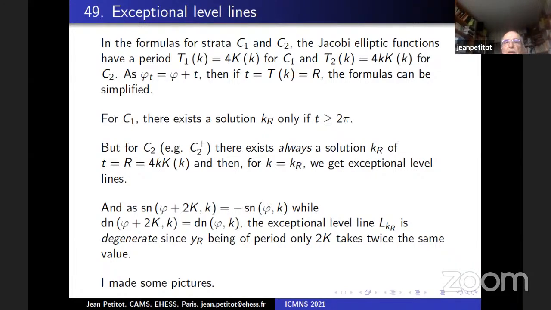And by periodicity of the elliptic functions sn and dn, and the fact that dn has period 2 capital K, while sn has only period 4 capital K, the exceptional line LKR is degenerate.